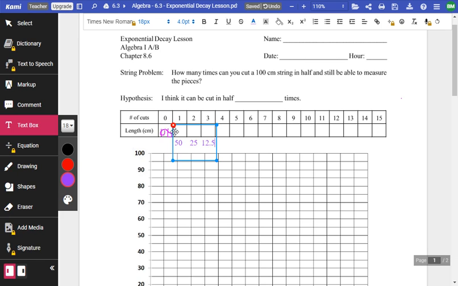At 4, we're going to have 6.25. And I'm going to round some of these. And then at 5, so we're already at 5, we're going to have 3.13. At 6, we have 1.57. Again, I'm rounding. At 7, I'm at 0.78. That's not even a whole centimeter at number 7.